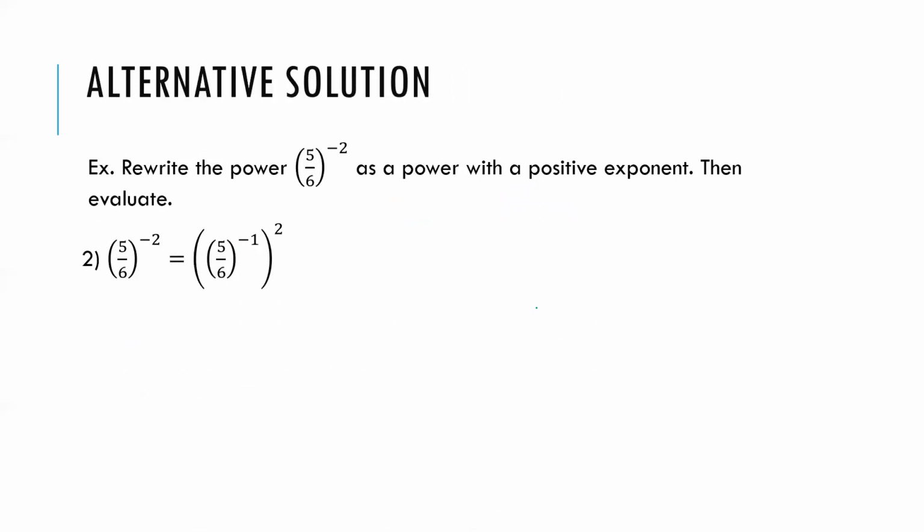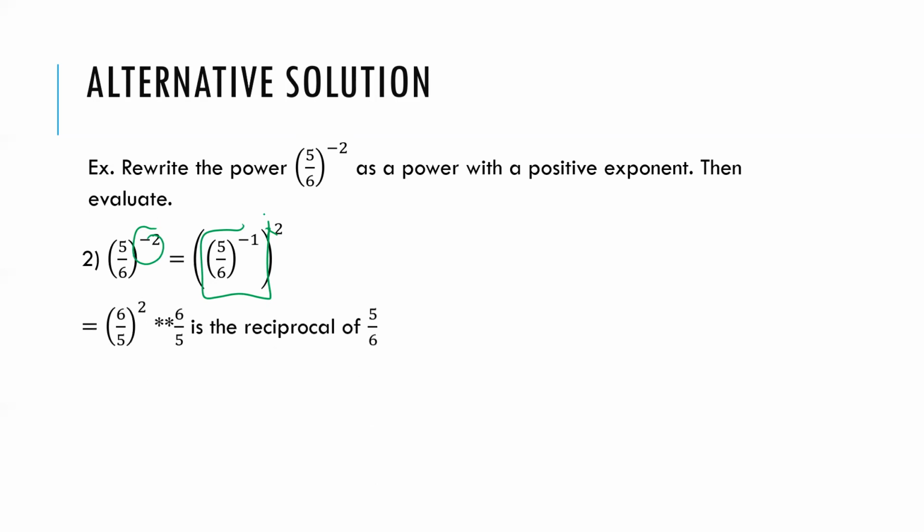Here's a different solution, so we can approach it a different way. Instead of having (5/6) to the power -2, I'm going to break my exponent down into -1 times +2. And why are you allowed to do that? Because of exponent laws: a power to a power means you multiply exponents. So first I'm going to find the reciprocal of 5/6, and then raise that to the power 2.